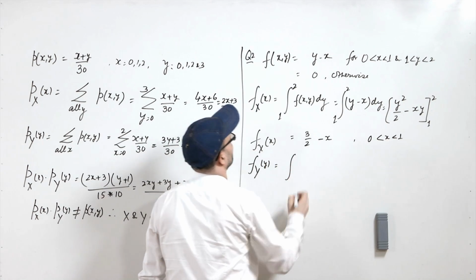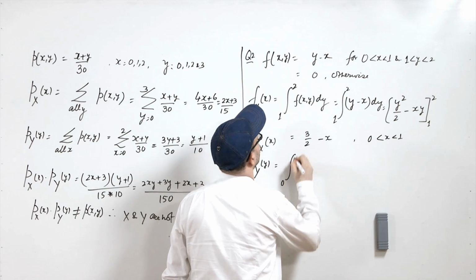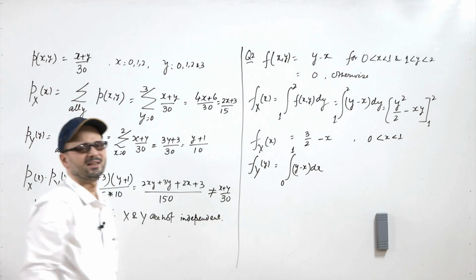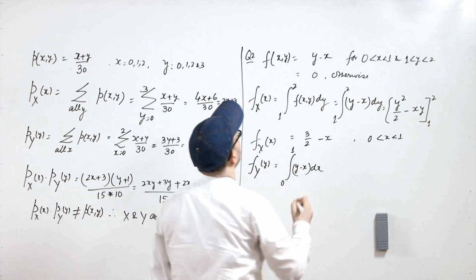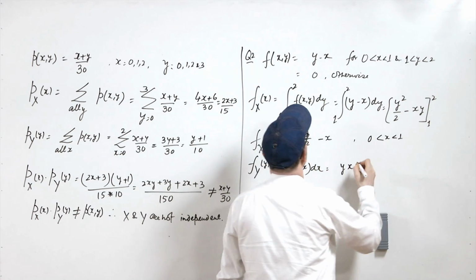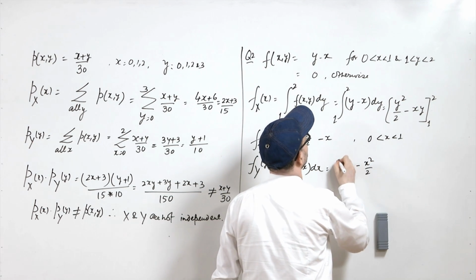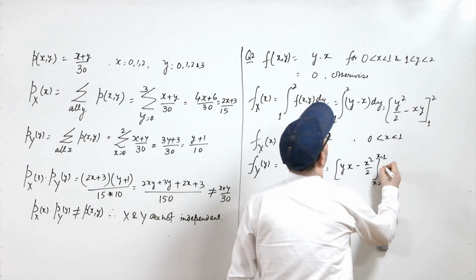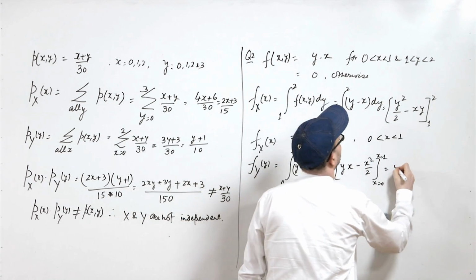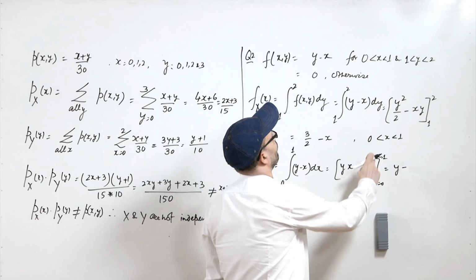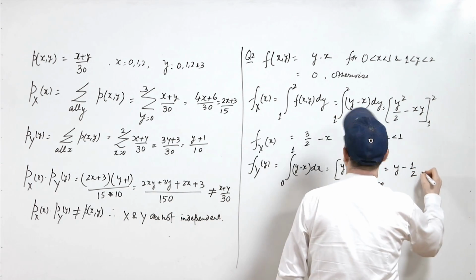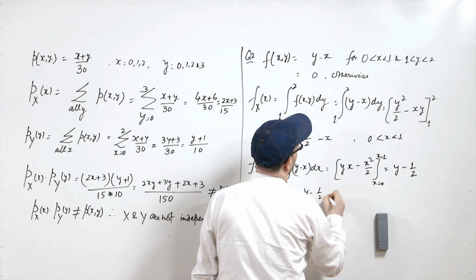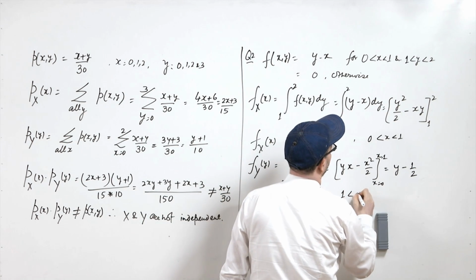For f_Y(y), we integrate over dx, with x varying from 0 to 1. So, this will be the integral of (y − x) dx, that is f(x, y) dx with x from 0 to 1. It will be yx − x²/2, with x from 0 to 1. So for this it will be y, and for this it will be 1/2. So, in this case, we are getting f_Y(y) as y − 1/2, with y varying from 1 to 2.